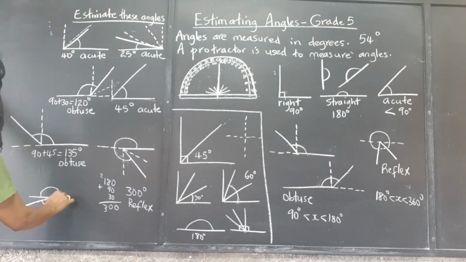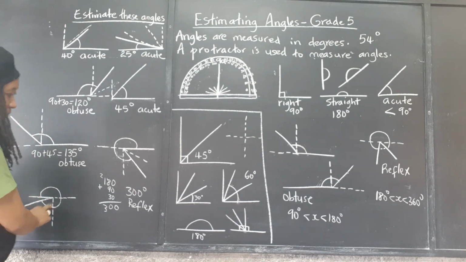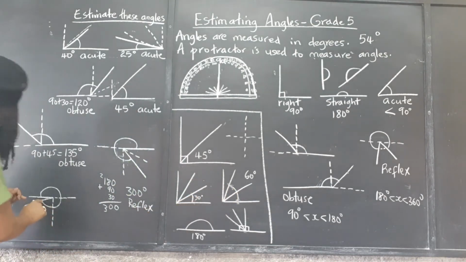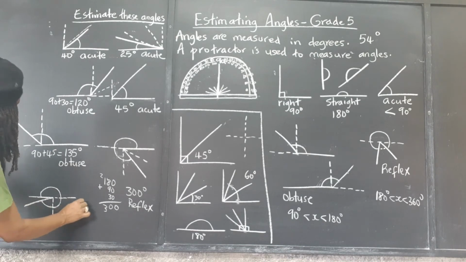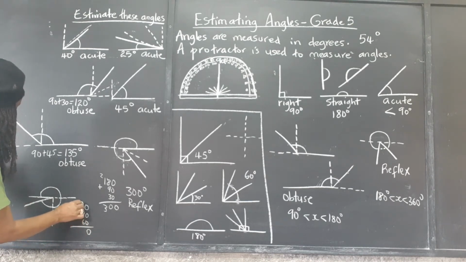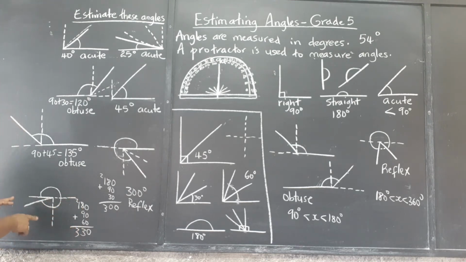How about this one? Alright, it's past the 180. It passed the 270. And this seems like about 60 degrees. Remember the 60 degree angle? 2/3 of the quadrant. This seems like about 60 degrees. So that's 180 plus the 90 plus the 60. 9 and 8, 17 and 6, 23. 330. So I'm going to estimate this as 330 degrees, and that's a reflex angle.